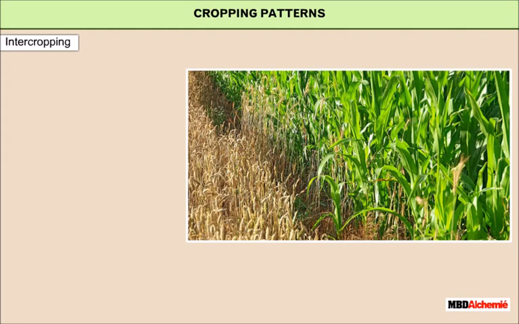Intercropping. Intercropping is the practice of growing two or more crops simultaneously in the same field in definite row patterns with the objective of increasing productivity per unit area. Intercropping makes better use of the natural resources of sunlight, land, and water. It also checks soil erosion.